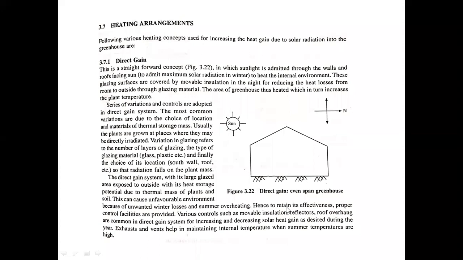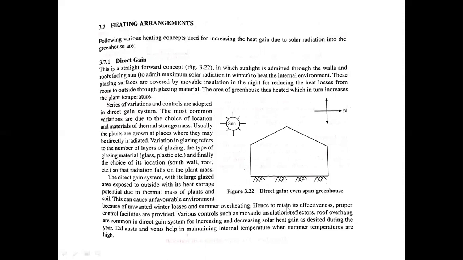So here they have told that a series of variations and controls are used over the year for this direct gain system. There are many variations due to the location, the environment, and the seasons. Also the materials used for the roof covering, the type of glazing material, the type of walls, and their location, orientation, and elevation. All these factors matter a lot for direct gain.